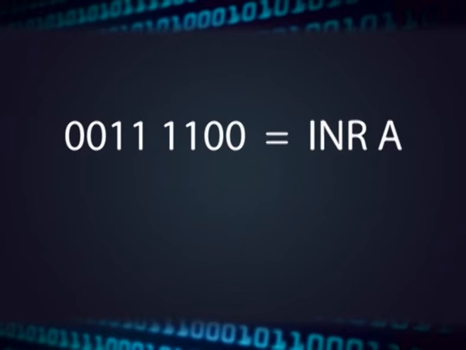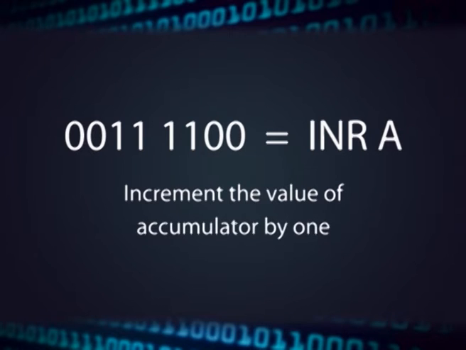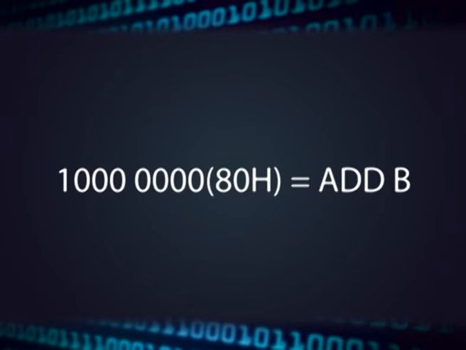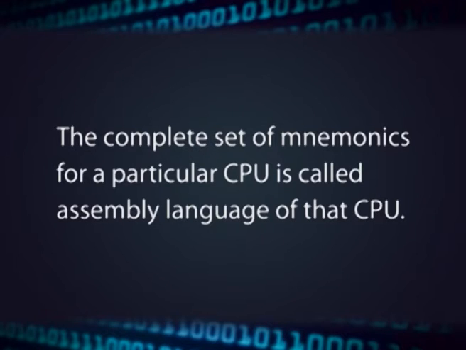For example, the binary pattern 0011 1100 as explained earlier is assigned a mnemonic INR A, which stands for increment the value of accumulator by 1. Similarly, the binary pattern 1000 0000, represented as 80 hex, is assigned a mnemonic ADD B. As the mnemonic reflects the operation performed by the instruction, it clearly helps to memorize the instruction. The complete set of mnemonics for a particular CPU is called assembly language of that CPU.